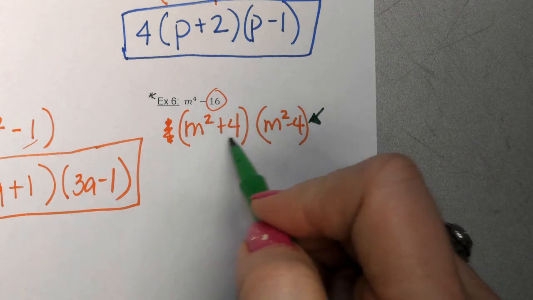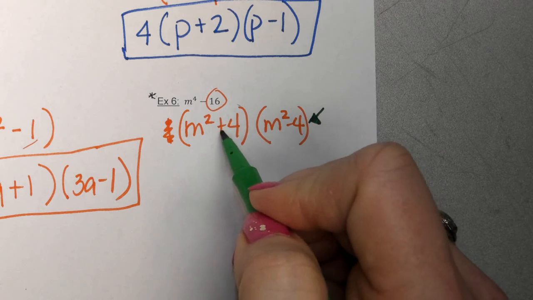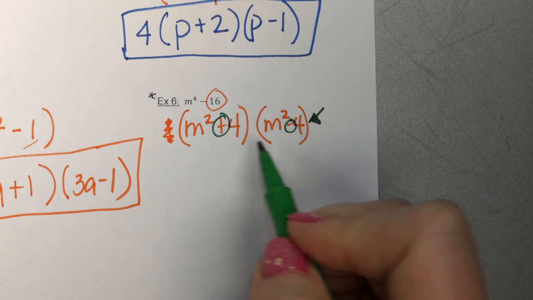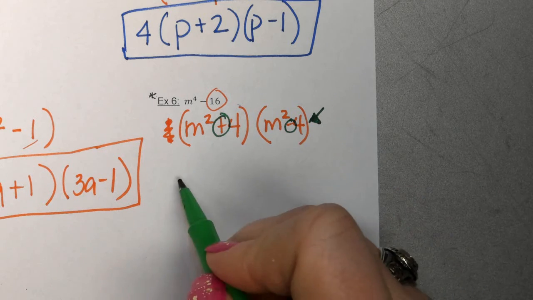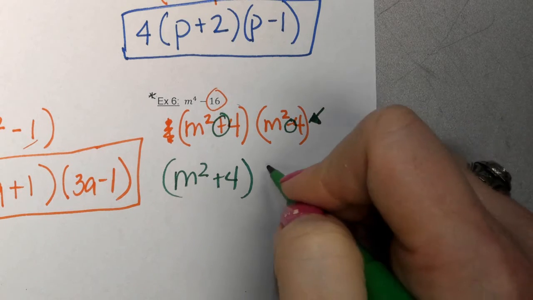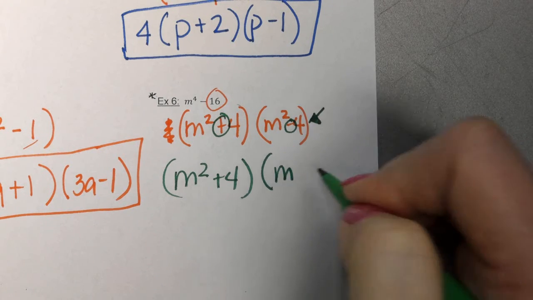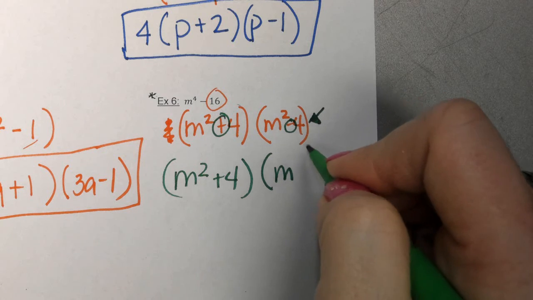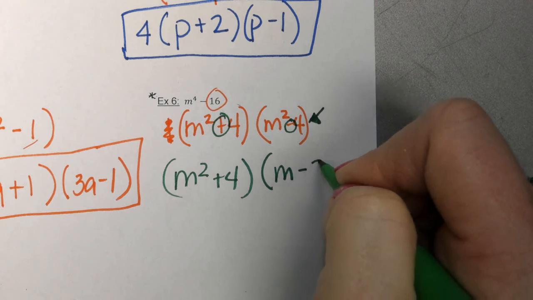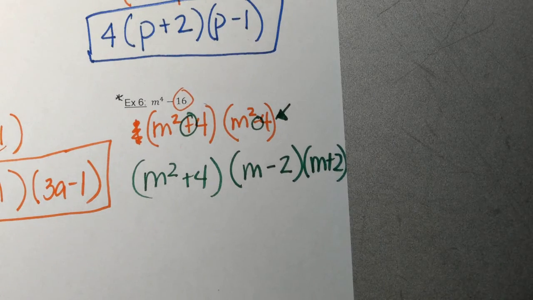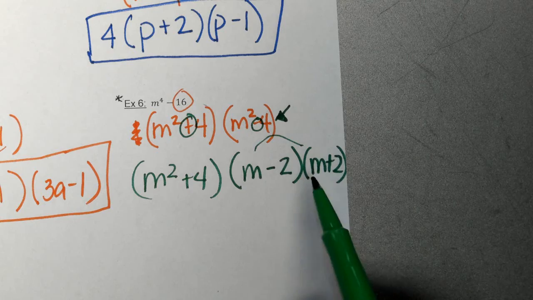And we don't factor this one, because it's not a difference of squares. Difference of squares means subtraction. This is addition, so we're going to leave that one. Here's where our difference of squares comes in. This is a difference of squares, so it's just m minus 2, m plus 2. See? We just factored this difference of squares.